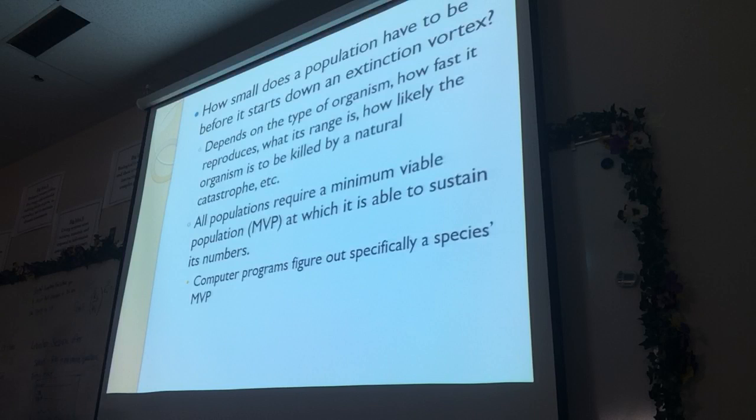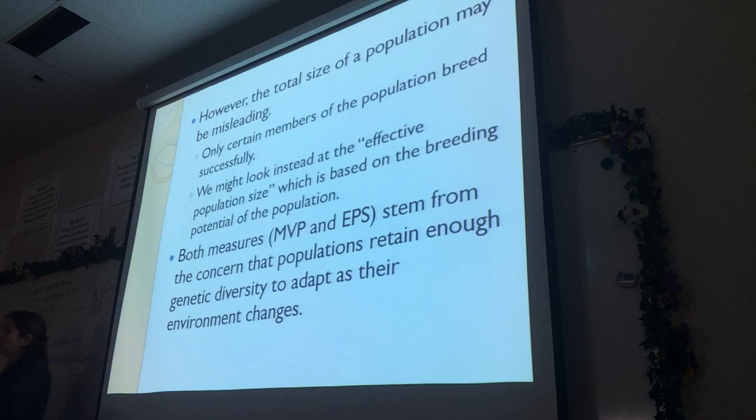And so computer programs take all these different variables in. How big is your area? How much territory do you need? How much food are you eating? How many babies do you have? And what's your time scale for that? Computer programs figure it out specifically and help scientists figure out where that threshold is for an MVP.